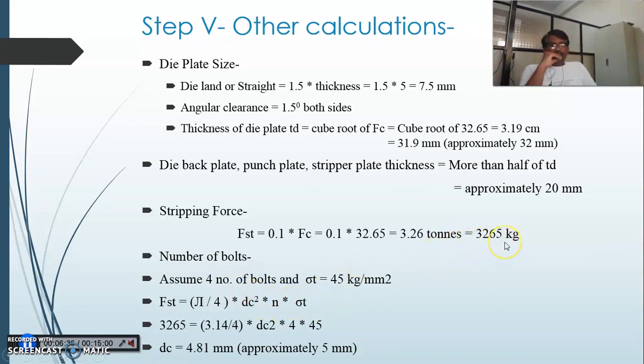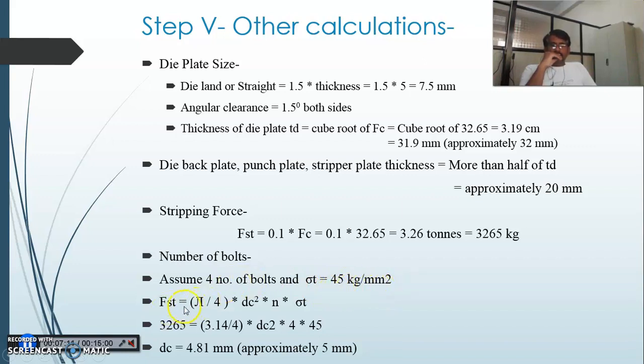Now 3265 kg will be the stripping force required to be put on the strip, so that the cutting operation can happen without any movement or diversion of the main sheet. The number of bolts can be calculated, and for that purpose we can assume 4 bolts, and for each bolt we take sigma T, the tensile strength of the bolt, as 45 kg per mm square.